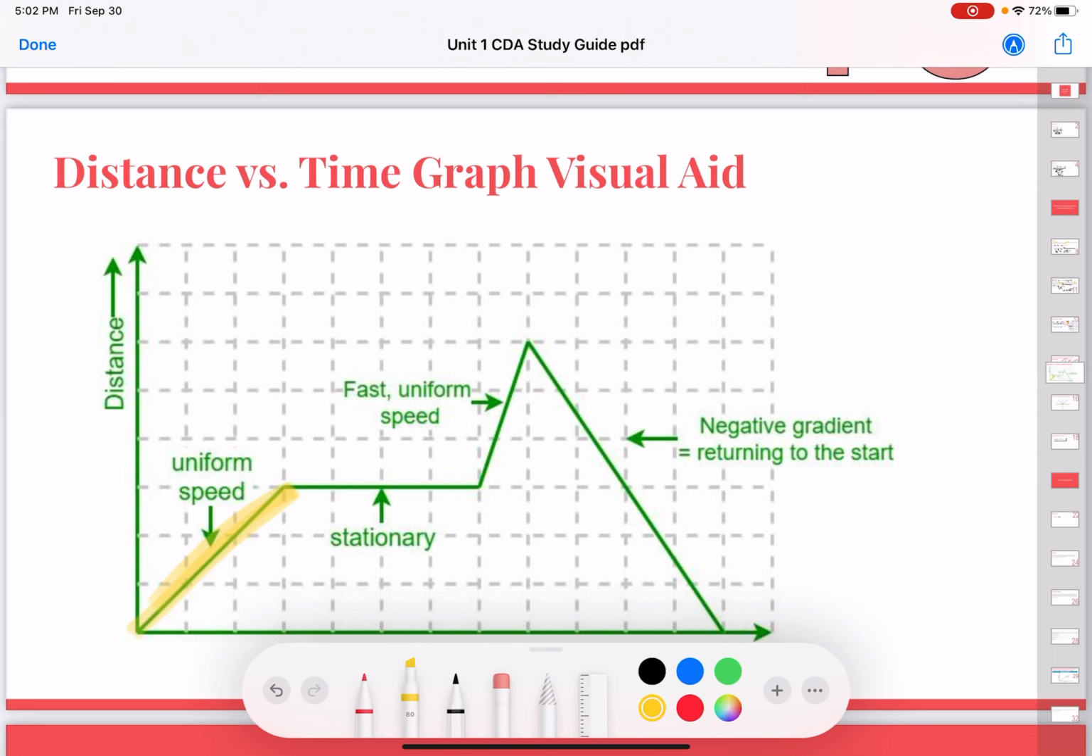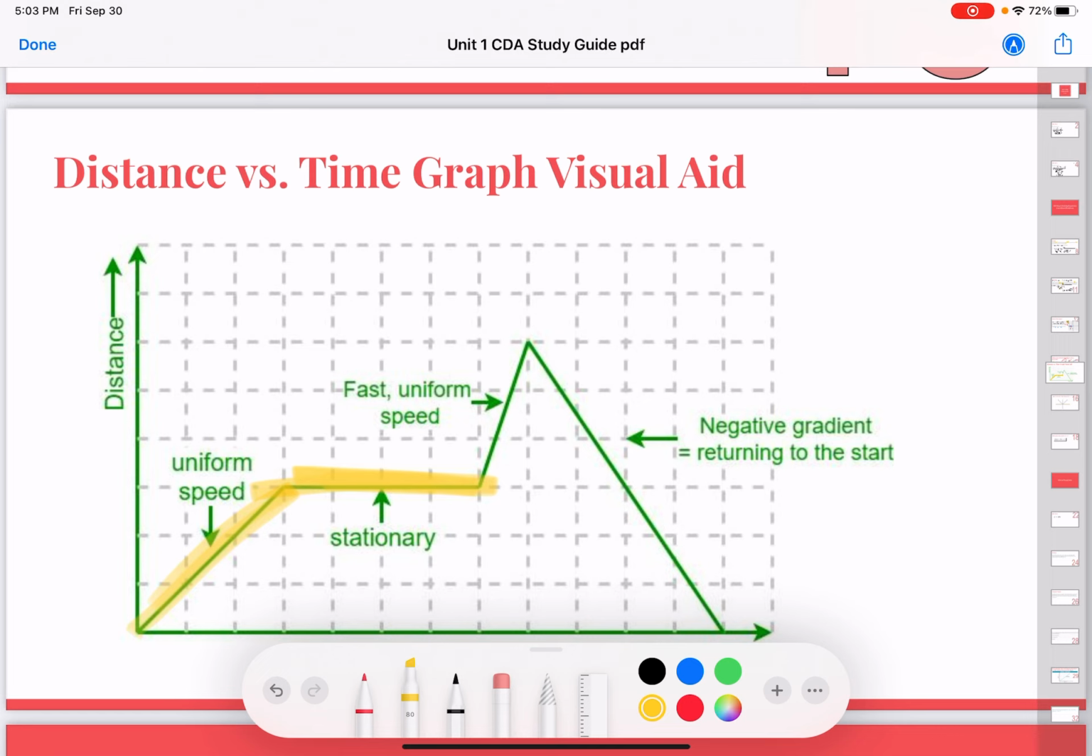But constant speed is not the same thing as stopping. So the easiest way to think about it is like when you're driving a car. If you're going at a constant speed, you're not stopped, but you are traveling a constant distance over time. But then this section would be you're actually stopped. This would be like you came to a stop sign and you stopped for however many seconds.